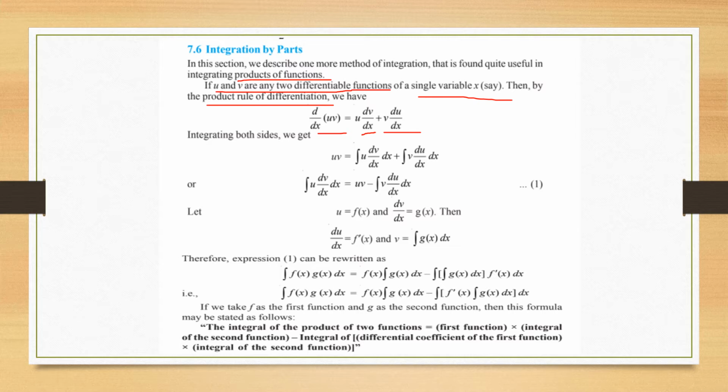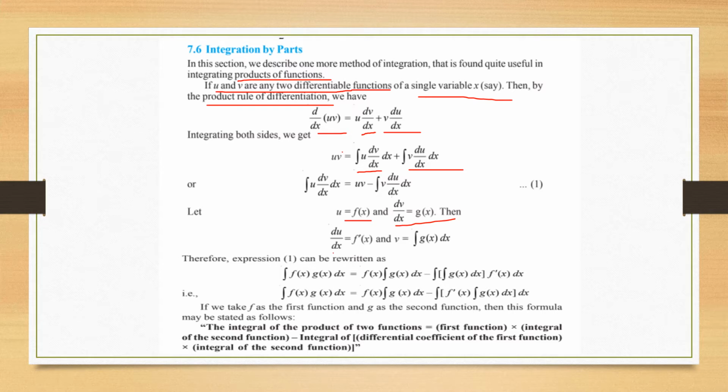So integral and d by dx will get cancelled and I'll just get uv this side, and this will become your integral of u dv by dx times dx plus integral of v du by dx times dx. Okay, now bring it to one side and take this to this side. So we get integral u dv by dx times dx equal to uv minus integral v du by dx times dx, right? So let u is f(x) and dv by dx is g(x).